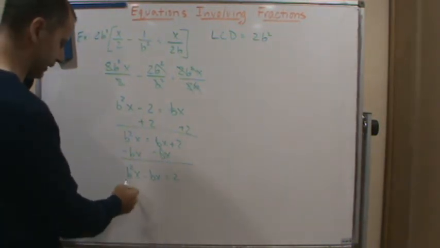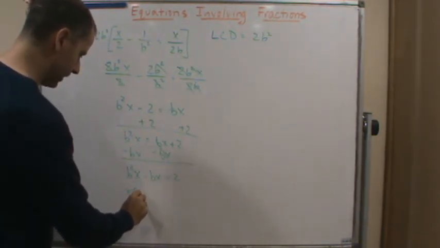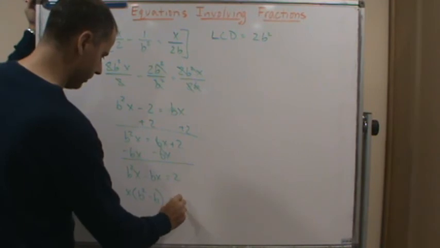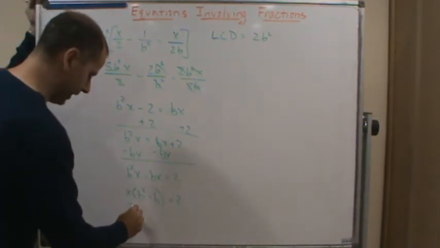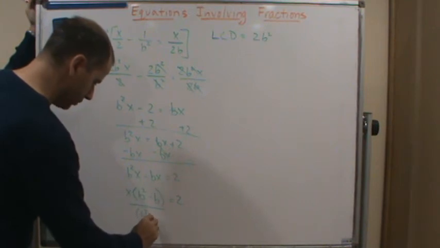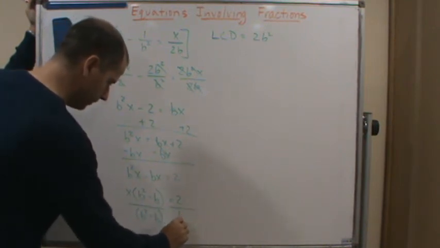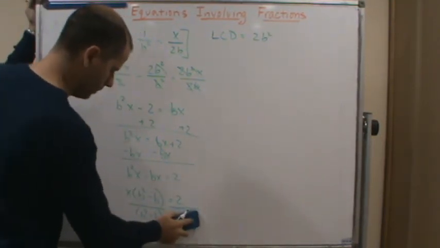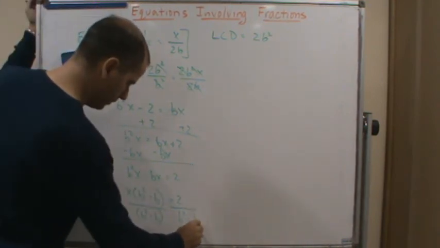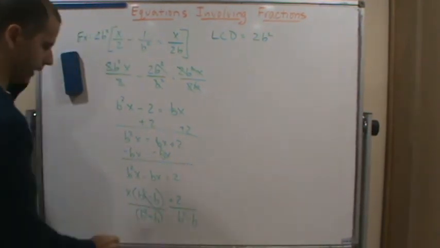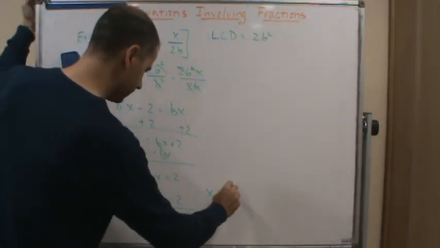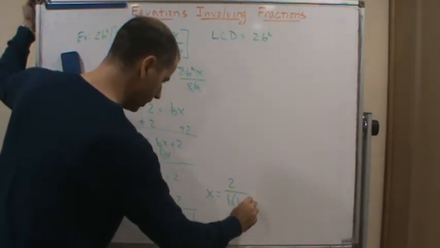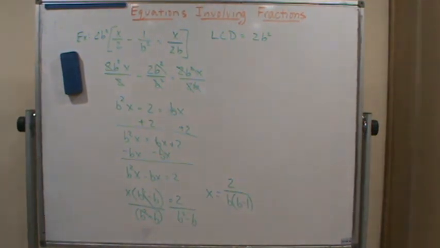And now I'm going to factor out the x's. So this gives me x times the quantity b squared minus b is equal to 2. And now I just divide everything by b squared minus b. And so what do I get? I get x equals 2 over, now if I factor this out, it's going to be b times b minus 1. And that's the final answer.